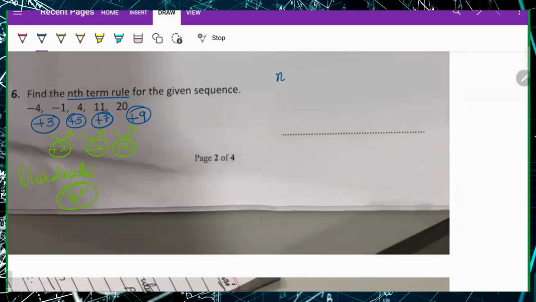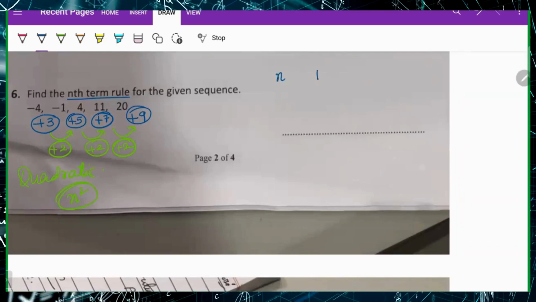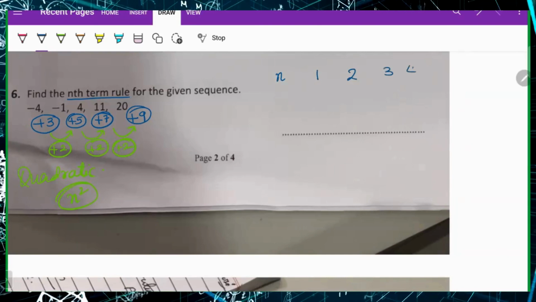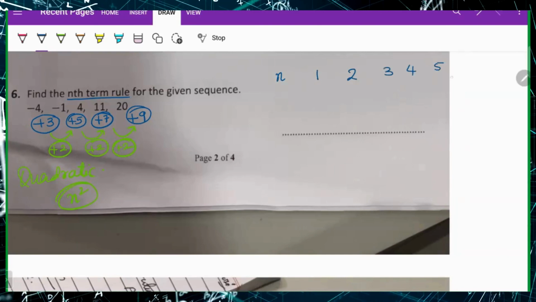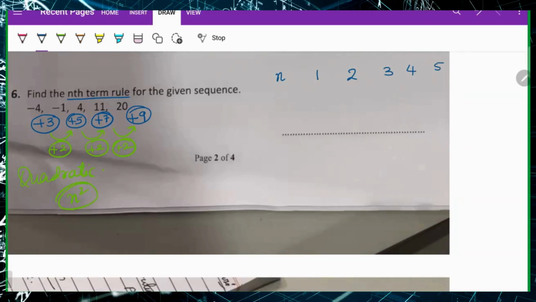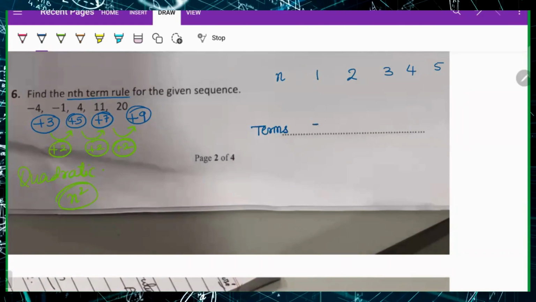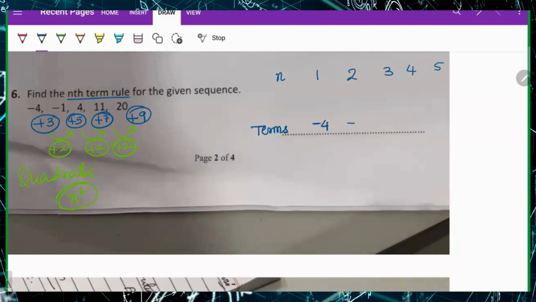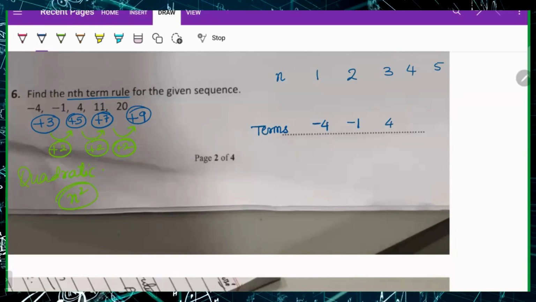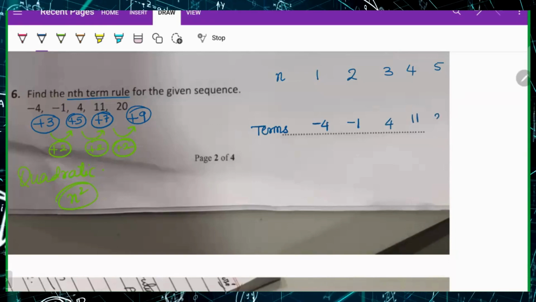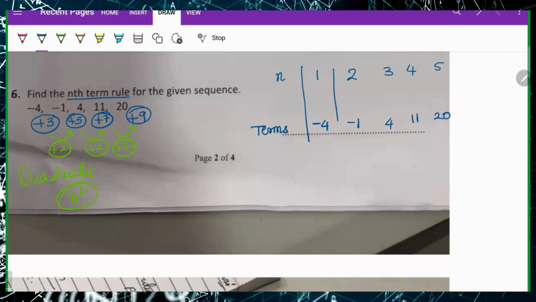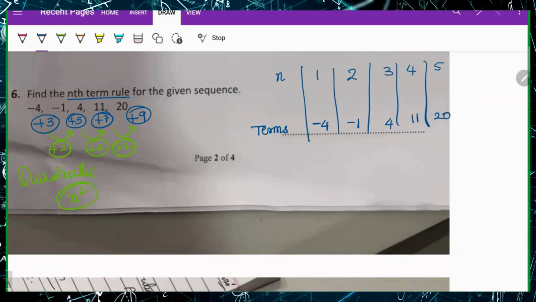Now, let us first talk about the position. When I talk about n, let us say this is your 1, 2, 3, 4, 5. Why did I write it 5 times? Because you have 5 terms. Let me talk about the terms here. What's your first term? It is minus 4. Second term is minus 1. Third term is 4. Fourth term is 11. And this is 20. Like this.